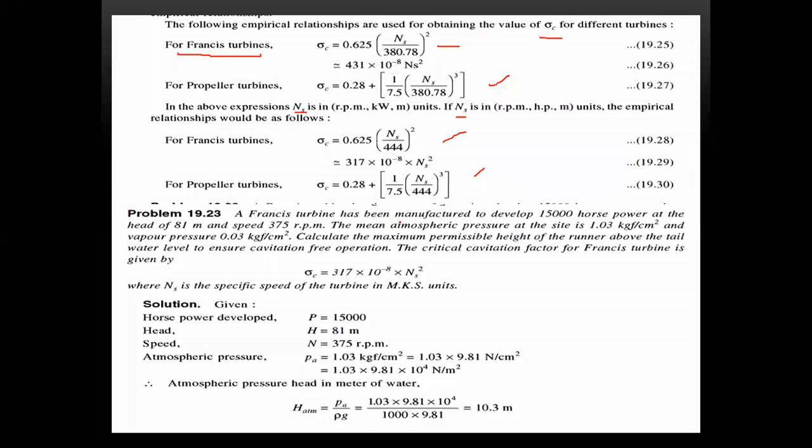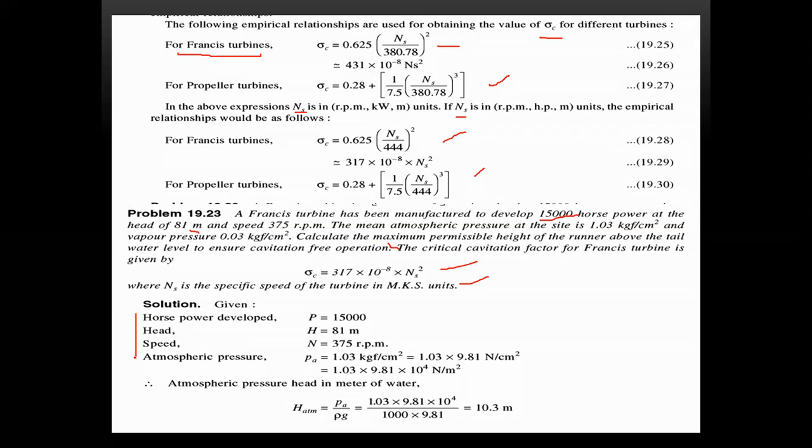A Francis turbine is manufactured to develop 15,000 HP at a head of 81 meter and a speed of 375. The mean atmospheric pressure is 1.03 and the vapor pressure is 0.03. Calculate the maximum permissible height. The critical cavitation factor for a Francis turbine is given by the sigma c formula, where ns is equal to the specific speed of the turbine in metric units. Then what's the given data? First, the given data clearly.